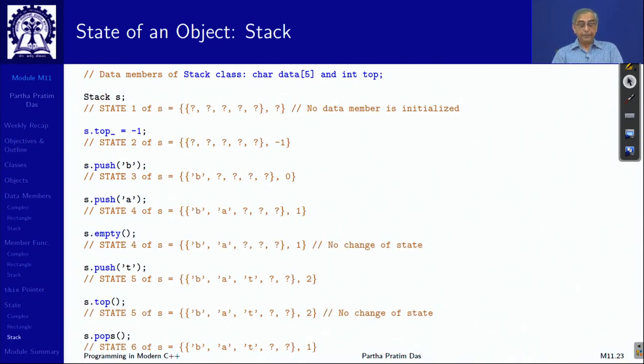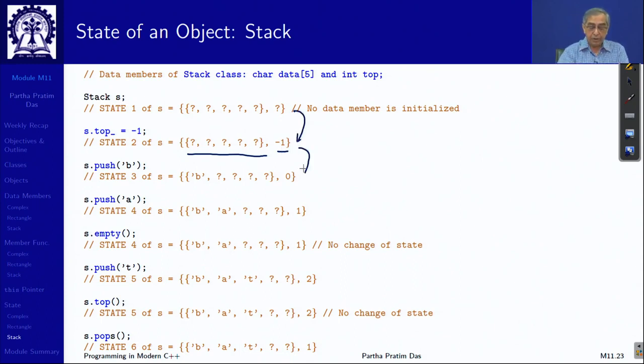Similarly, here is the state of the stack. If the stack has a container which is of size 5 characters and top is the marker, these are the 2 data members. So it is all the values in that array and the top marker; the value of the top marker decides the state. It is possible that some of those are unspecified or indeterminate, because when you start there is no element in that array. So you do not know what they are, they are just question marks, that is undefined. Similarly, top has not been defined. Now, once you define top to be -1, your array remains all undefined, but your top has become a specific value. So this is a different state from the earlier state.